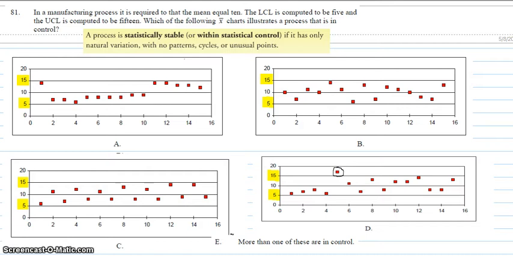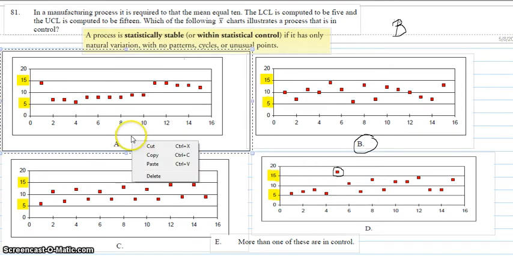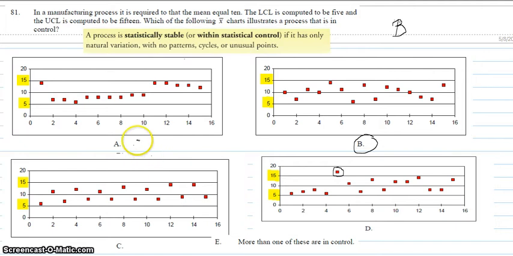Well, after reviewing all these, we said there's only one graph that is within statistical control, and that is graph B. So graph B is the correct answer. I'm going to write B up here. The reason it was not graph A, this one had upward and downward trends.